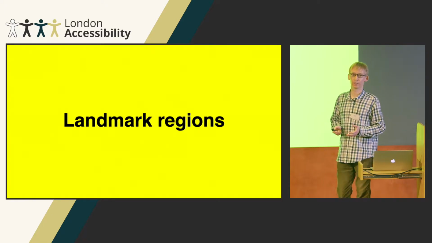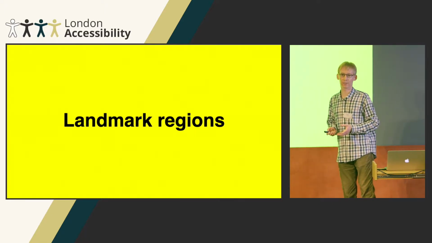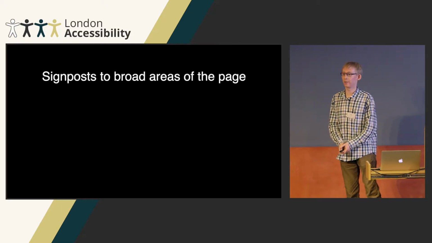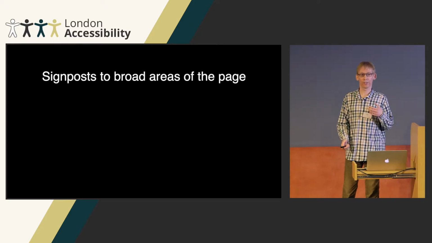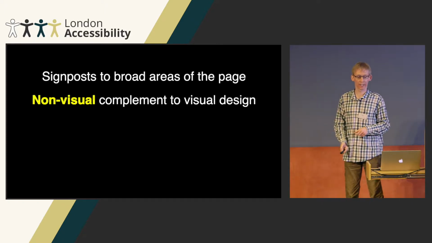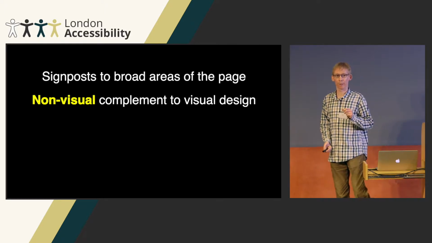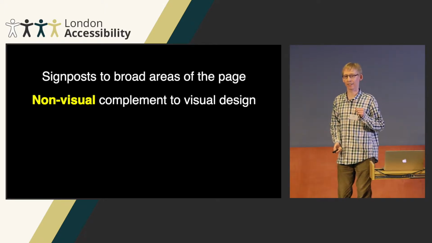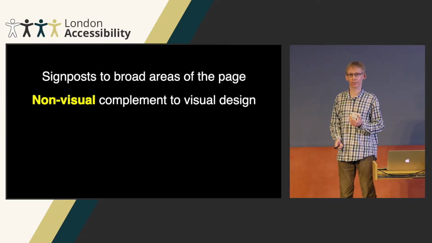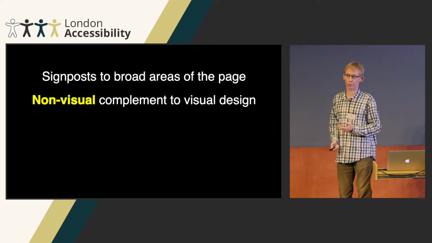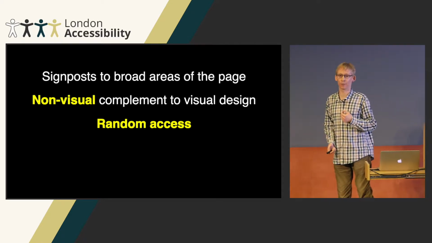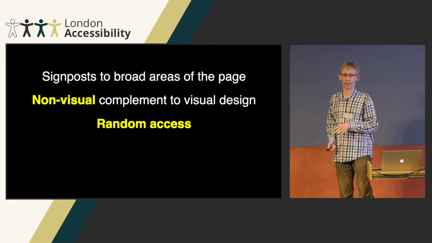So now we've got a new thing called landmark regions. What are landmark regions? Well, they're signposts to different areas of the page that might be useful, and we're talking about broad areas of the page. The key thing about landmarks is they are non-visual. You can't actually see the landmark, but that's by design because it's supposed to be a complement to the visual design that you've already got on your page. And the key thing is that they are designed to facilitate random access between different regions of the page.